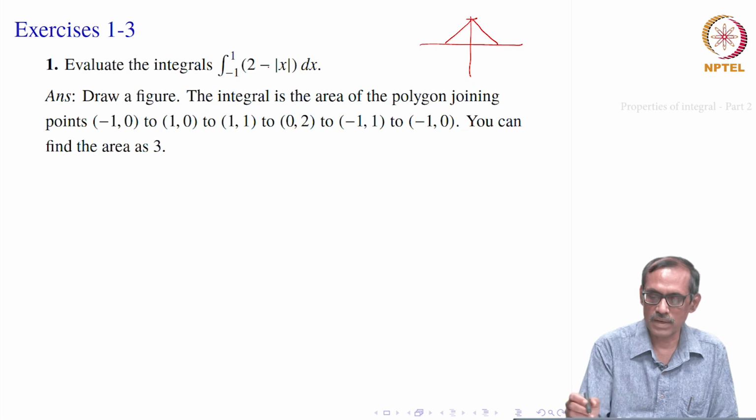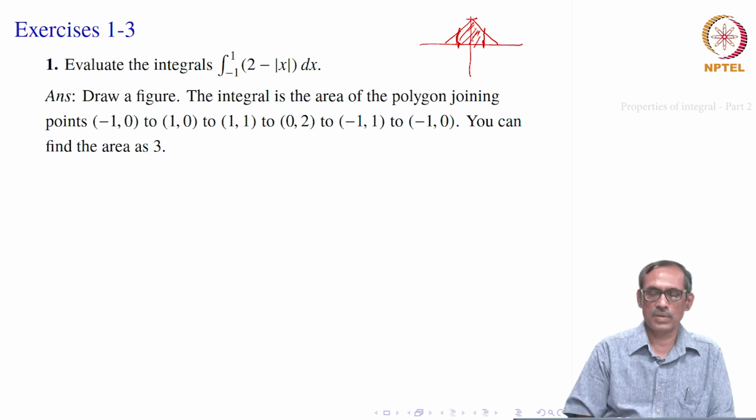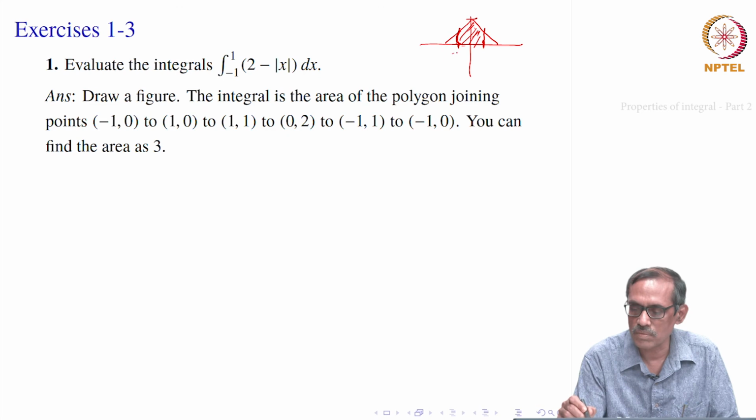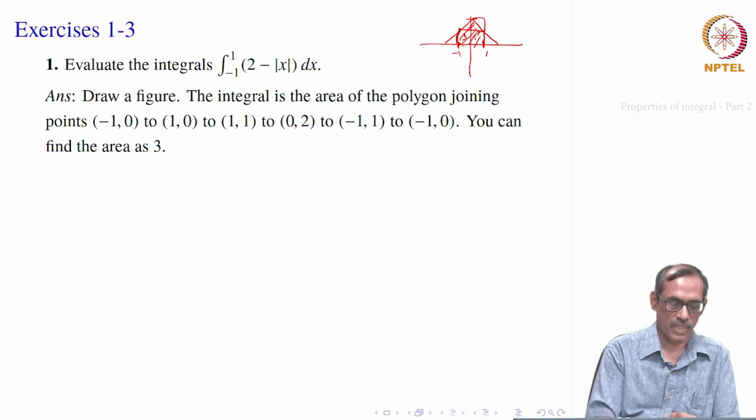So, at minus 1 it will be something like this. This is your minus 1 to 1. So, it is this area we have to compute, fine. You can see the polygon now, you join these points and this is the area of that polygon, which is easier to compute. This is minus 1 to 1. So, length is 2, this is 1 and this is the same thing as this area. So, you have 3 times 1, right. So, the answer should be 3.